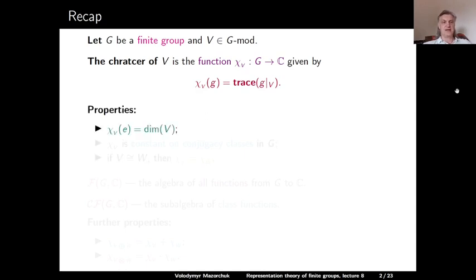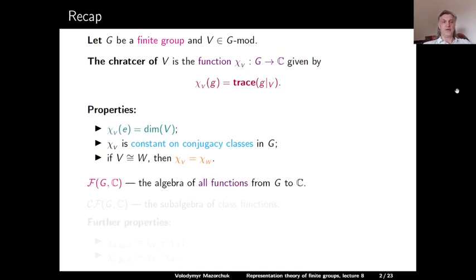The value of this function at the identity element is equal to the dimension of V. The function chi_V is constant on all conjugacy classes of the group G. And if we have two isomorphic modules, then their characters are equal. We denoted by F(G, C) the algebra of all functions from G to C. This is an algebra with respect to pointwise addition and multiplication. And we also denoted by C_F(G, C) the subalgebra of this algebra consisting of all class functions.